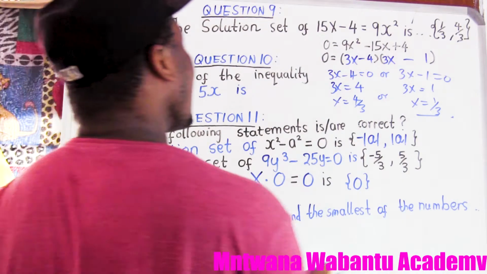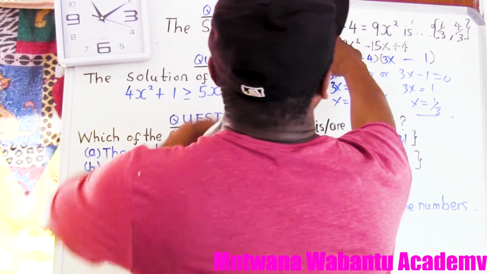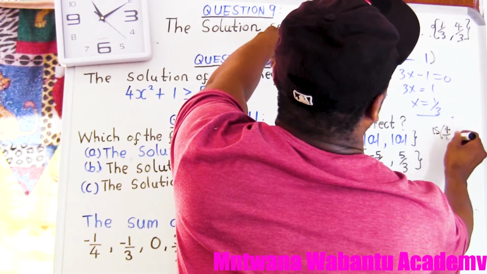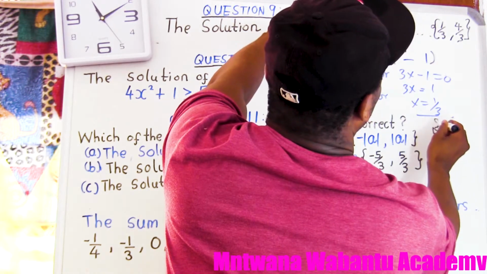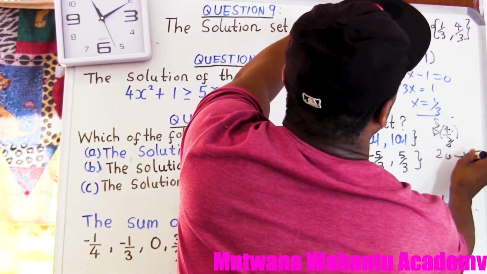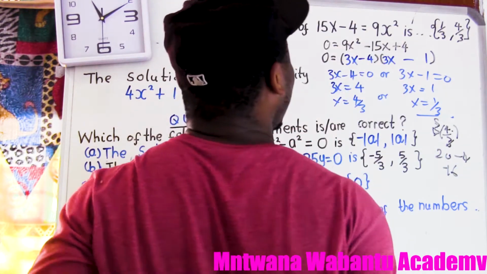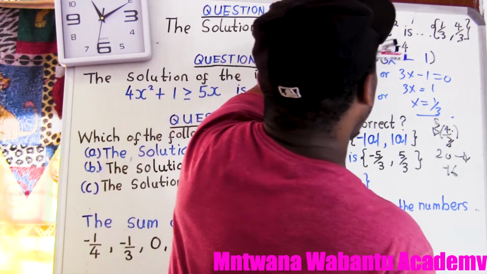Let's test now. Take 4 over 3 here. If you put 4 over 3, look, 15 times 4 over 3. 3 goes into 15 five times, and 5 times 4 equals 20. 20 minus 4 equals 16. So the left hand side equals 16. Let's see if the right hand side is going to give us 16.